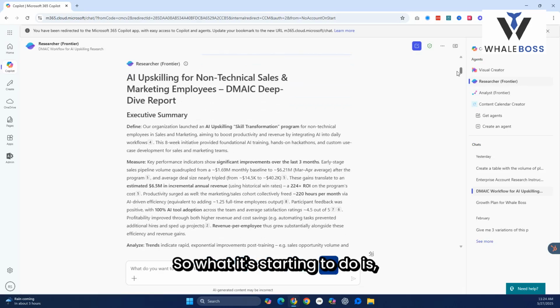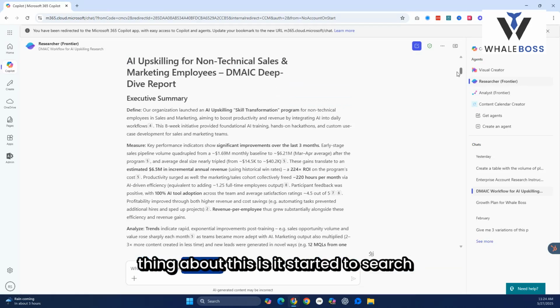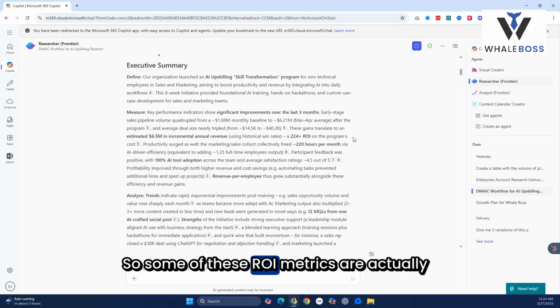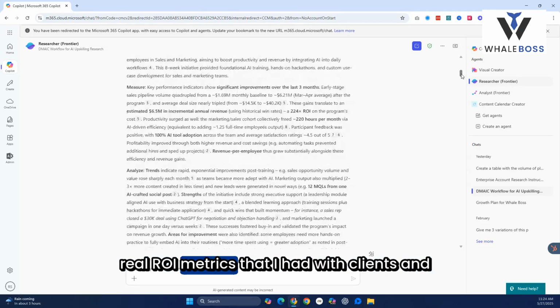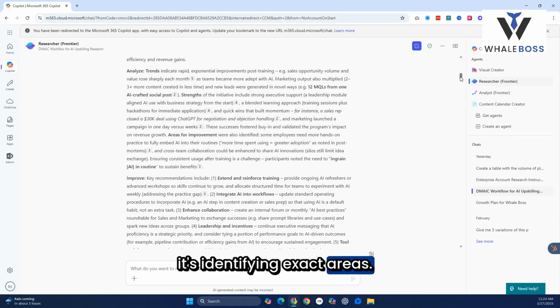So what it's starting to do is it's updating this, and the interesting thing about this is it started to search across my data. So some of these ROI metrics are actually real ROI metrics that I had with clients, and it's identifying exact areas.